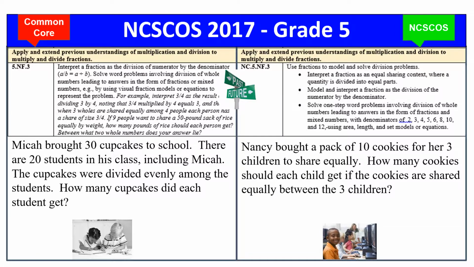NC.5.NF.3 is very similar to the original standard. The important change is the limitation on the denominators that could possibly appear in these problems. Also, student strategies are listed much more explicitly. Students are expected to use area, length, and set models. These were expected in the original standard, but they were grouped as visual fraction models.